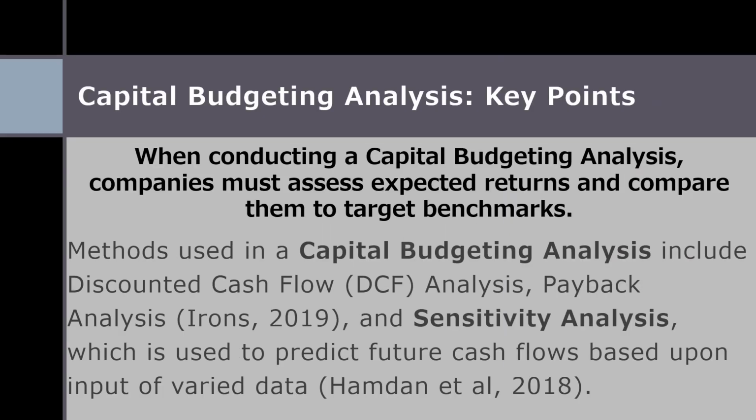What are the key points in a capital budgeting analysis? When conducting a capital budgeting analysis, companies must assess expected returns and compare them to target benchmarks. Methods used in a capital budgeting analysis include discounted cash flow, payback analysis, and sensitivity analysis, which is used to predict future cash flows based upon input of varied data. The use of such combined methods in a capital budgeting analysis helps to comprehensively determine risk and thus serves to allow for informed investment decision making.